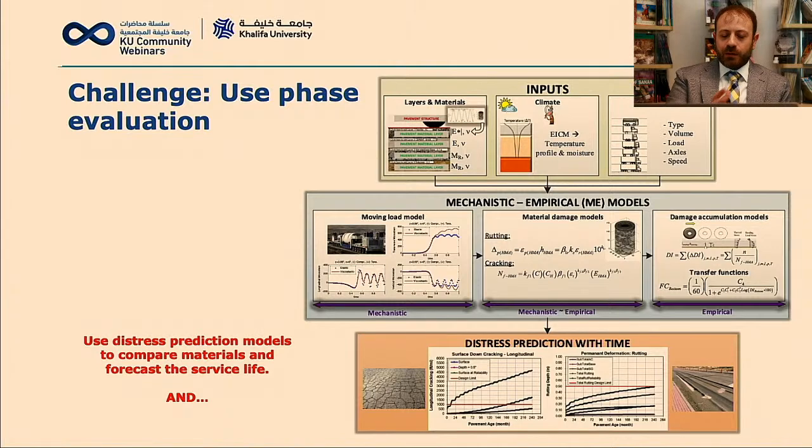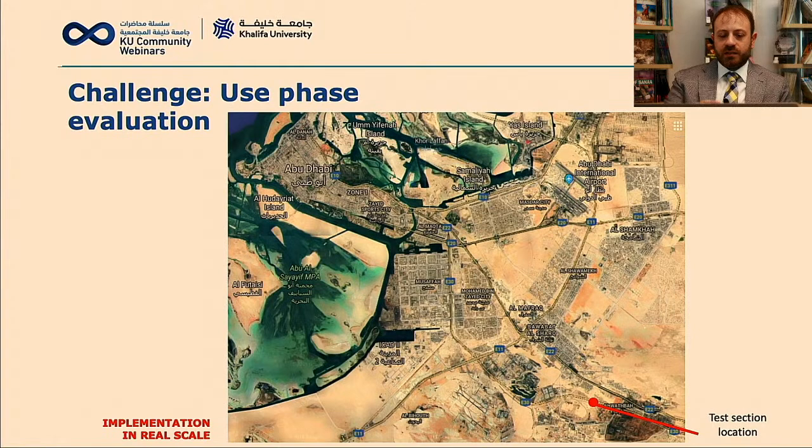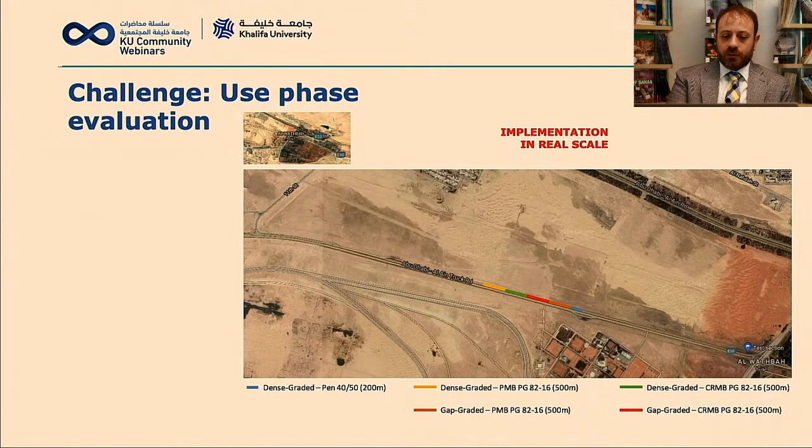However, looking at models is one part of our job. What we are doing in cooperation with the municipality of Abu Dhabi is a real implementation. We have studied some hot mix asphalt with crumb rubber in our lab, and the municipality was willing to construct a real scale pavement section on the highway E30, a highly trafficked truck road just outside Abu Dhabi. We constructed the road and divided it into 5 sections.